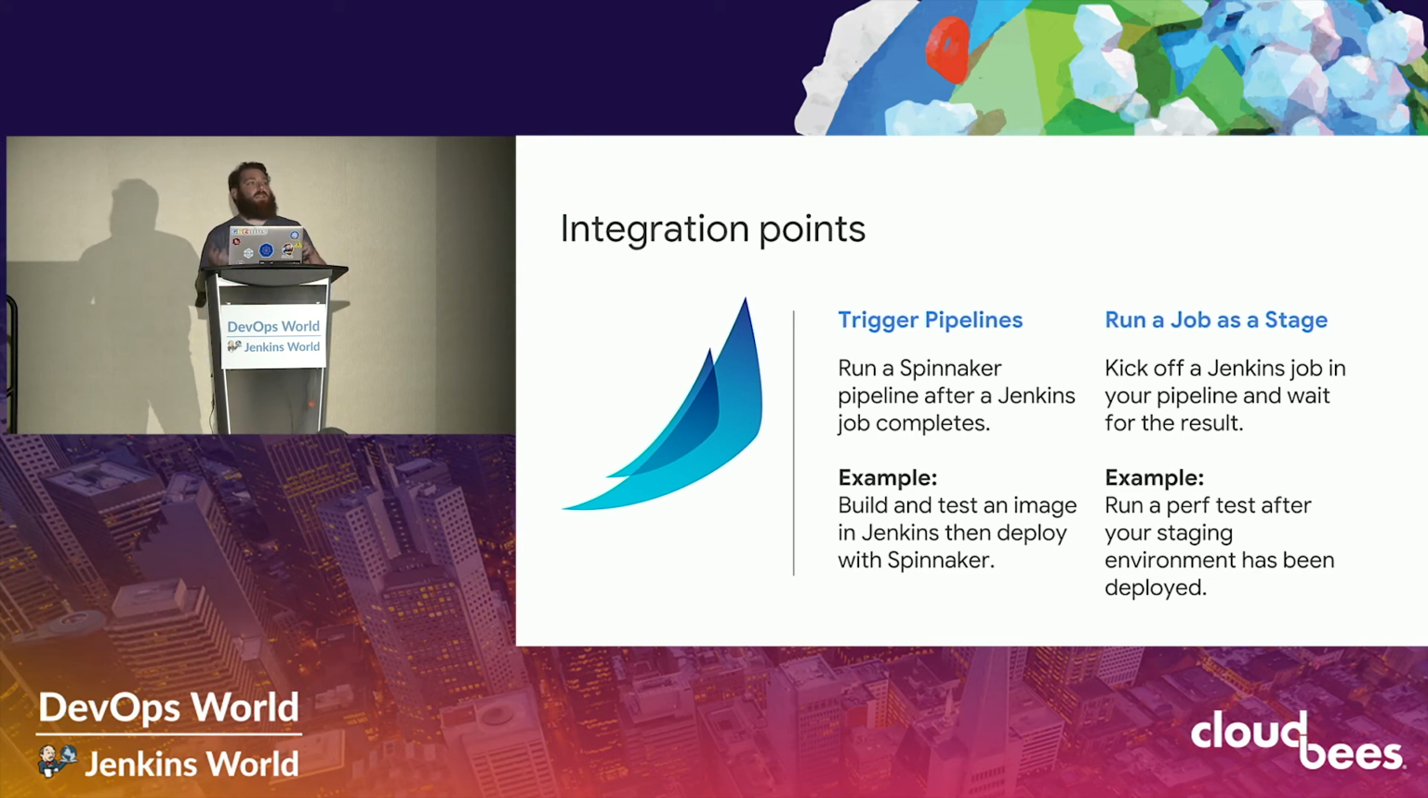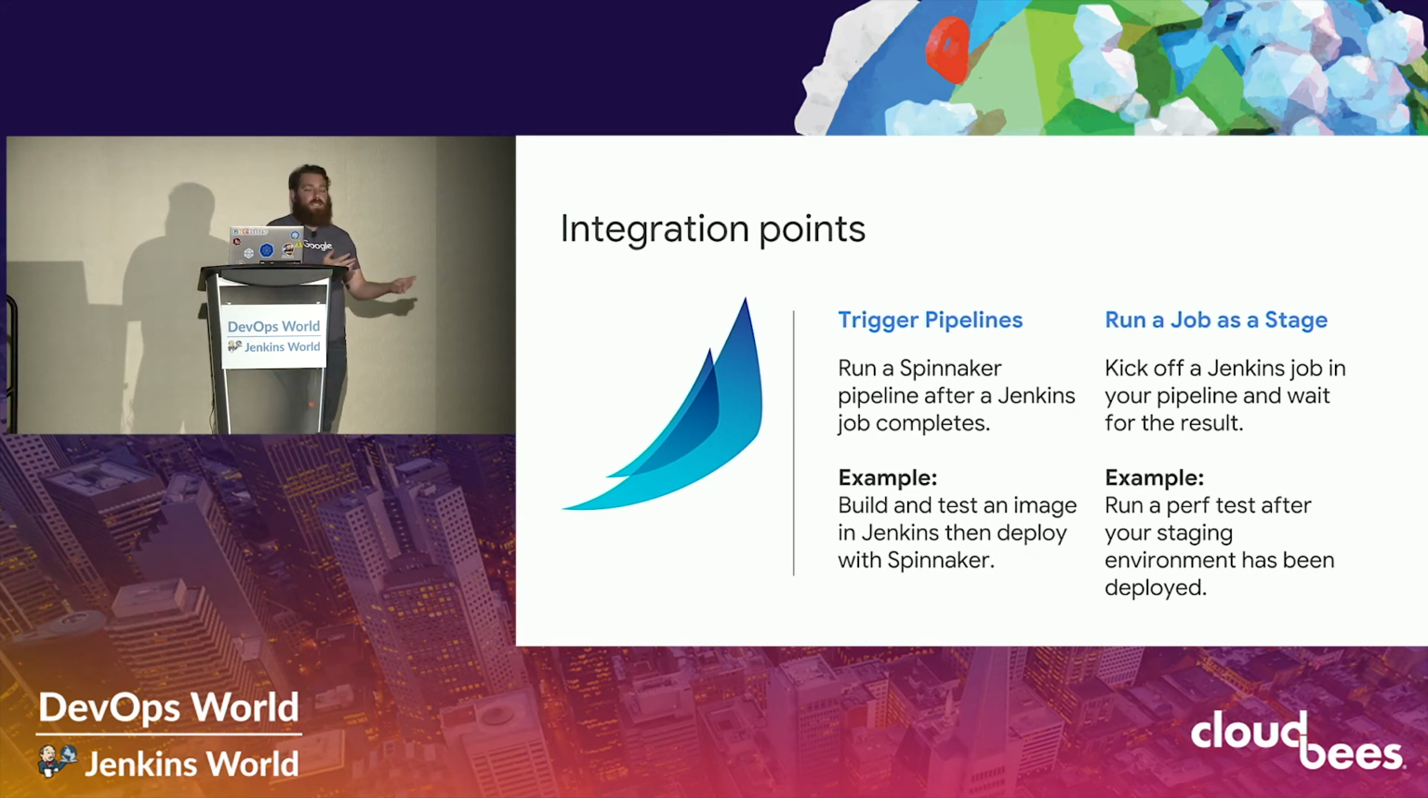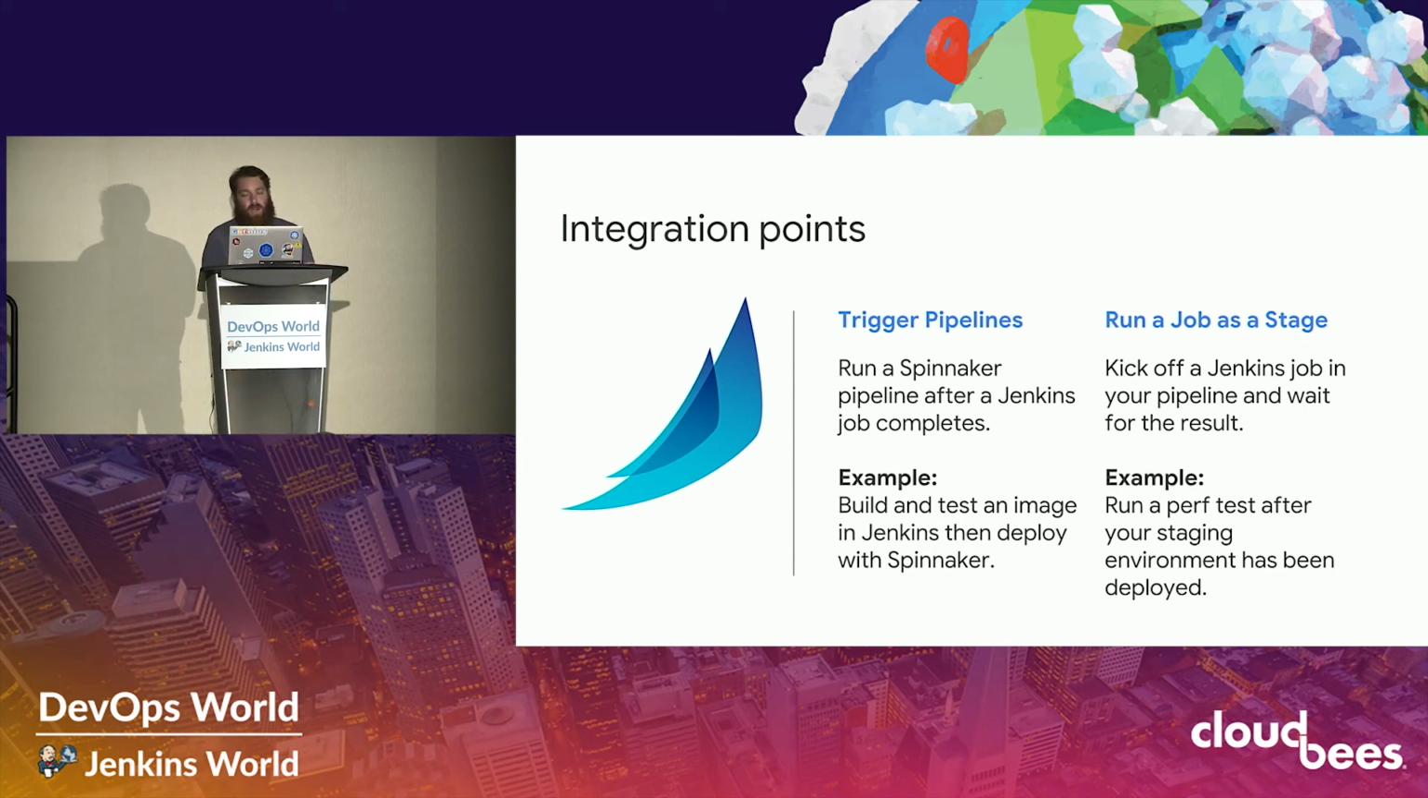One is that you can have Jenkins trigger pipelines in Spinnaker. The other is that you can use Spinnaker to trigger a Jenkins job. So in the middle of a continuous delivery pipeline, you may have a stage that runs a Jenkins job, for example, to run your integration tests against staging or a canary environment or something like that.